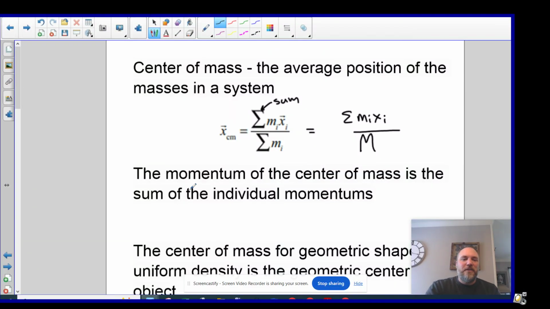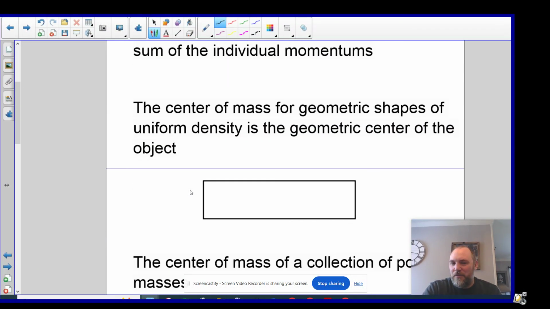So how do we calculate center of mass? For a geometric shape of uniform density, that just means the material is even throughout. That's going to be simple. We're just going to locate the geometric center. So for a rectangle, I'm just going to put it right there.